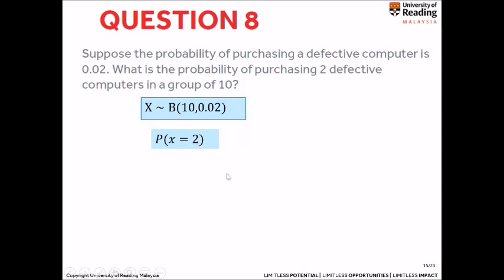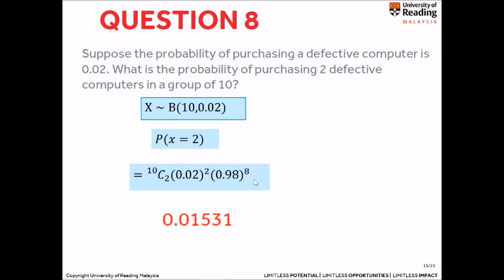We use the formula. You sub in your R is 2. Your probability is 0.02. Your power is 2. 1 minus 0.02, you shall get 0.98. And 10 minus 2, you'll get 8. So you may pause the video and calculate the answer. You should be getting 0.01531.